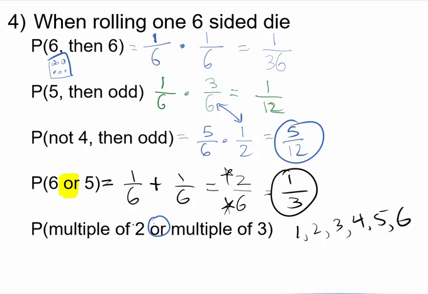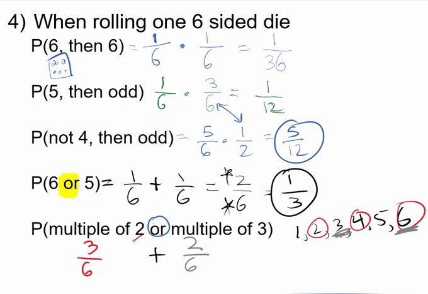Let's start here with multiples of 2. So for multiples of 2, there is 2, 4, and 6. Those are all multiples of 2. So that means there's 3 numbers out of 6 that are multiples of 2. It's an OR problem, which means we need to add. And now let's look here at multiples of 3. So for multiples of 3, I see a 3 and a 6. So that's 2 numbers out of 6.